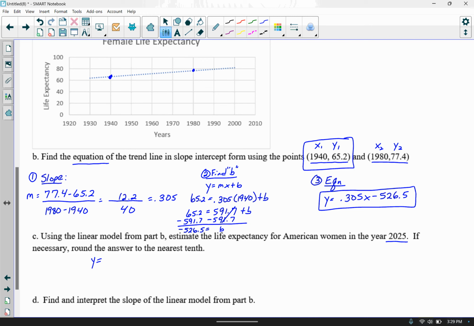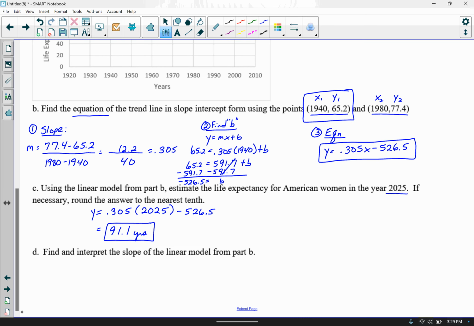So in my equation, 0.305 times 2025, minus 526.5. Multiply and subtract. You should be able to put that in your calculator all at one time. I've got you rounded to the nearest tenth. Make sure that you can land at 91.1 years. So average life expectancy then in 2025 would be just a little over 91 years old.